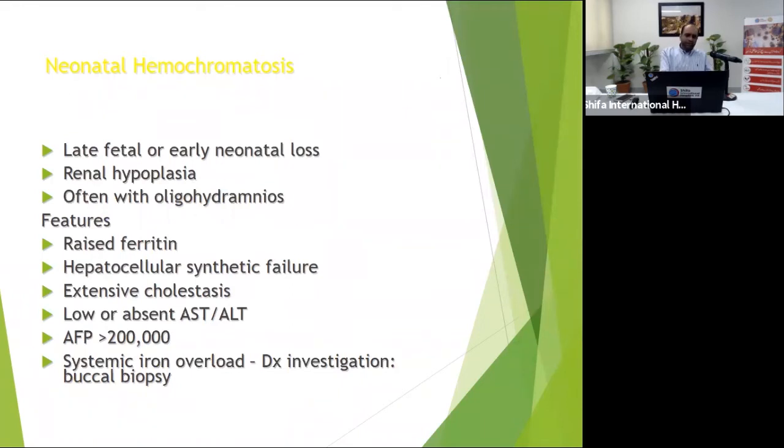Catch point in these children is that sometimes this disease started antenatally, and their liver is already damaged a lot. You will see ALT, AST not to that extent in proportion as we see in other conditions with the raised bilirubin. And alpha-fetoprotein is high. They usually have systemic iron overload. And as you see, sometimes there's a lip biopsy or buccal biopsy to see the iron staining, although it's not straightforward sometimes.